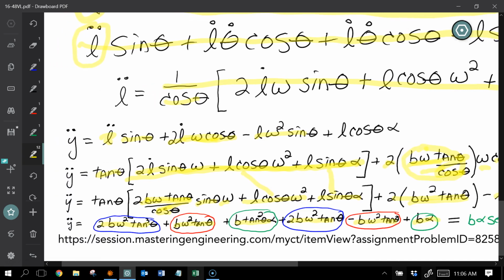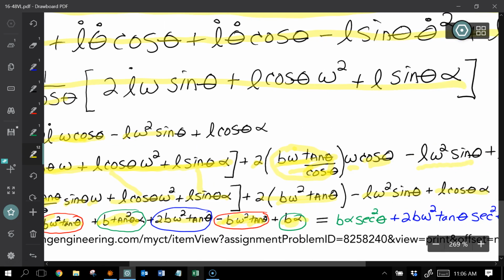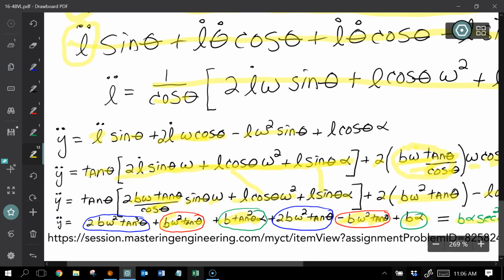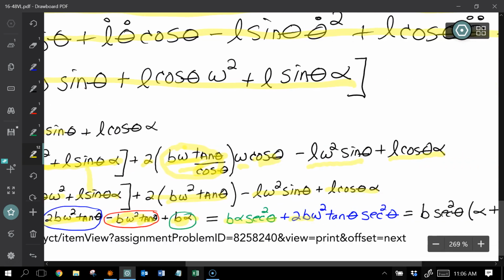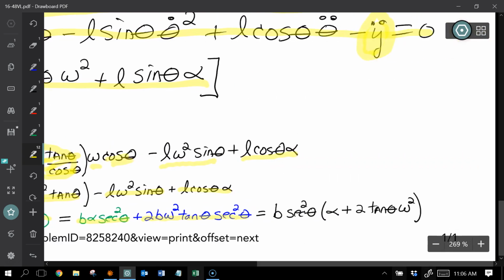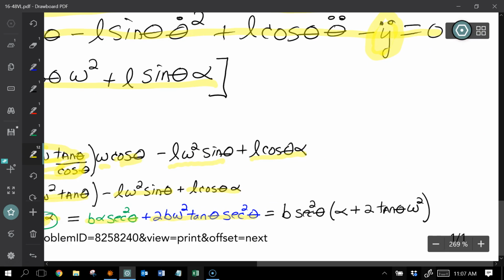And then if you notice, the red circle terms are identical, so they cancel off. The green circle terms here and here become this green one right there. The blue circle terms are here. And then for the final simplification, you factor out a B secant squared, and this value is exactly what you had with the special points. So that's it.